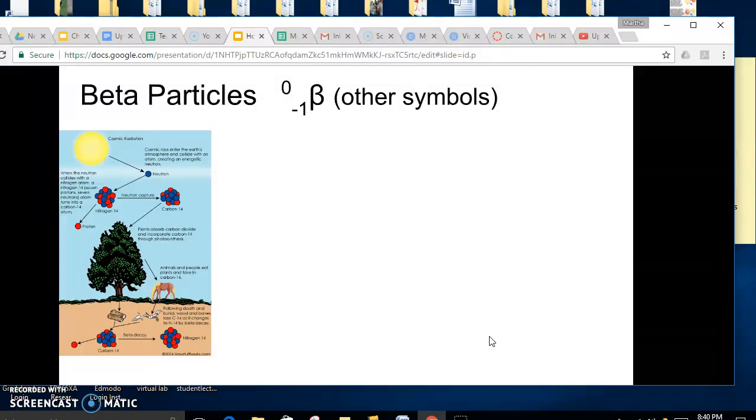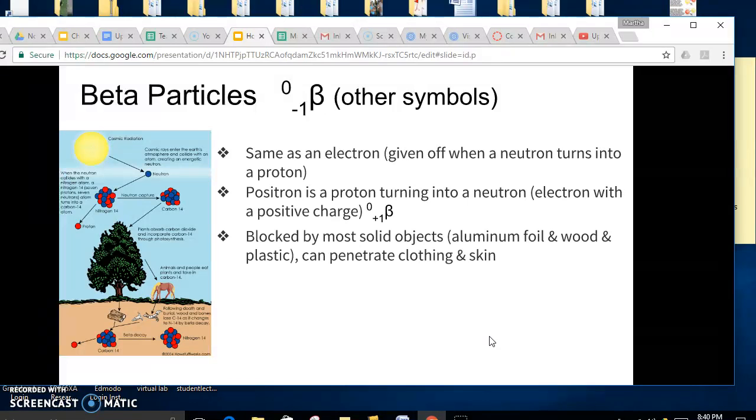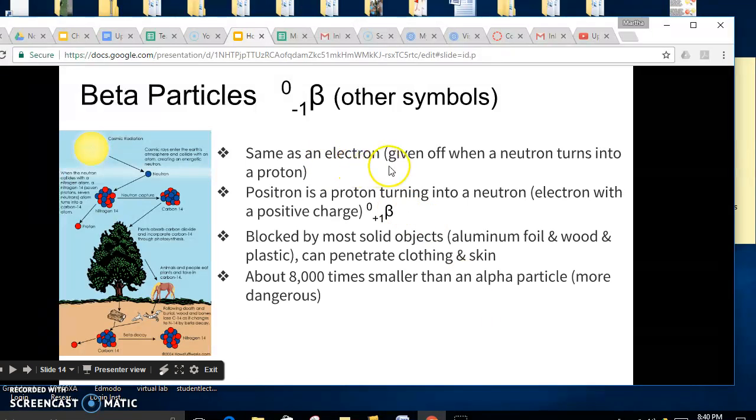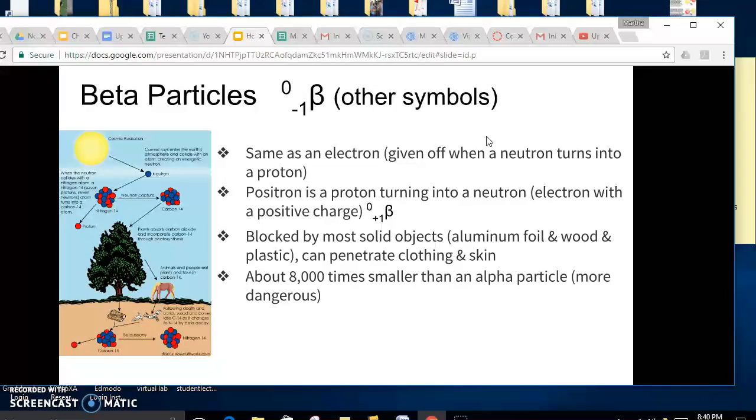But long-term exposure does lead to all sorts of lovely things like lung cancer. Beta particles are the same as an electron. A typical beta particle is given off when a neutron turns into a proton. So a neutron will literally turn into a proton, and that's when you give off a beta particle. You're going to learn more about that later.